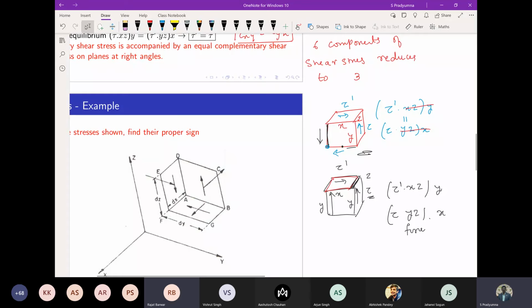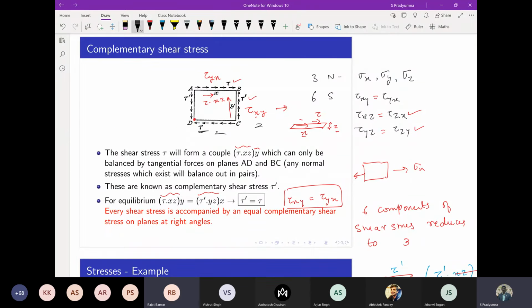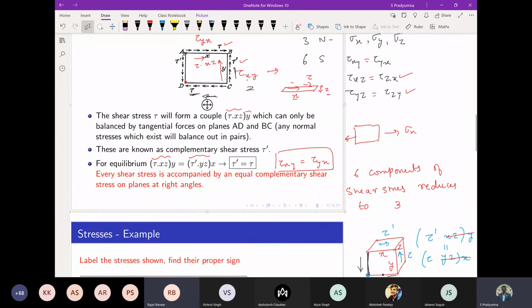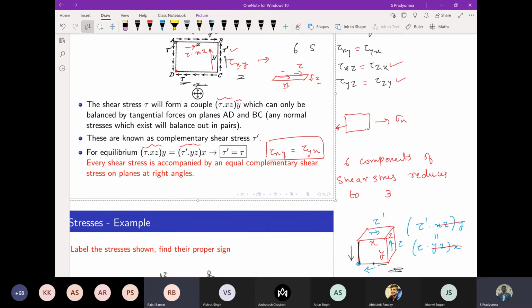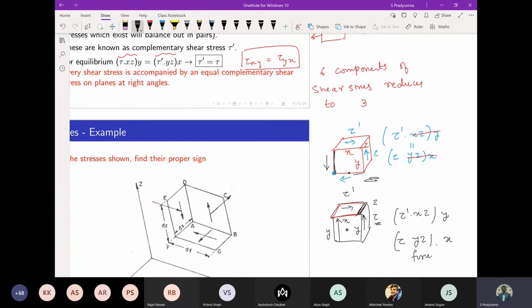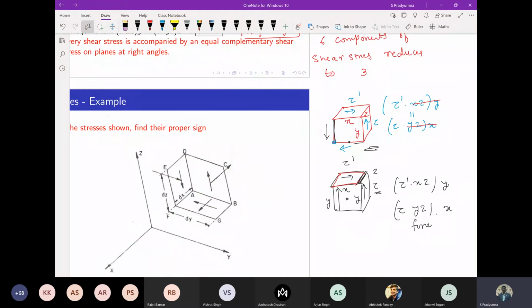Then what happens? You consider this force and this moment. If you consider here, you have this moment and this moment. You can consider at any point. You can consider the center of the element, for example. It will be the same, because for moment to be in equilibrium, at every point the moment has to be balanced. That is the only logic we are using here.